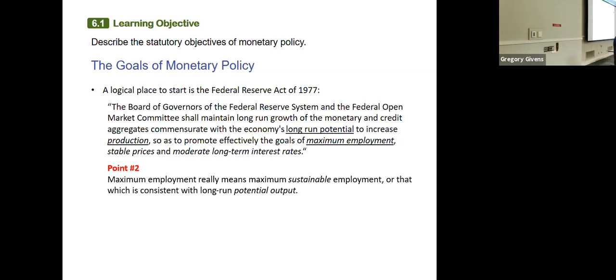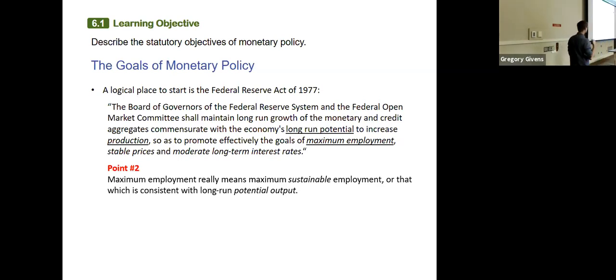Another point I want to bring up about the legislation is these other concepts that it references: maximum employment and long-run potential output or production. Again, just like there's no tension between inflation and interest rates in the long run, there probably should be no real tension between maximum sustainable employment and this idea of long-run potential output, okay?